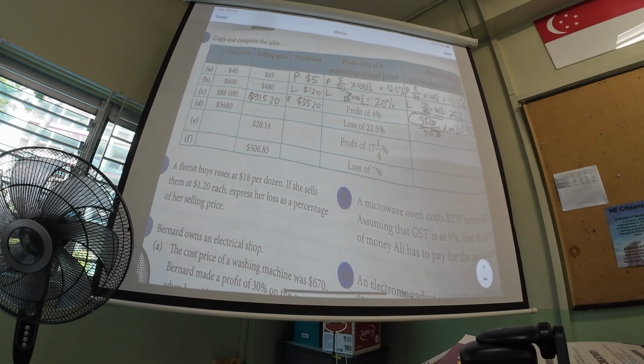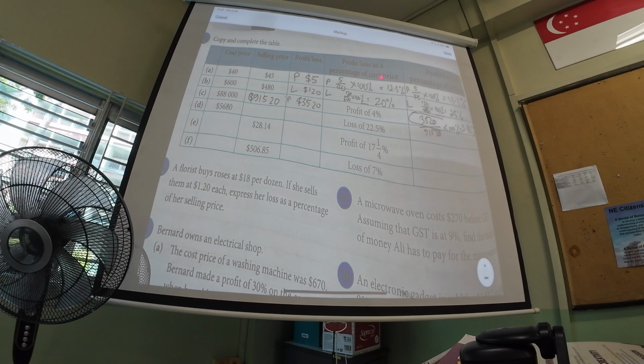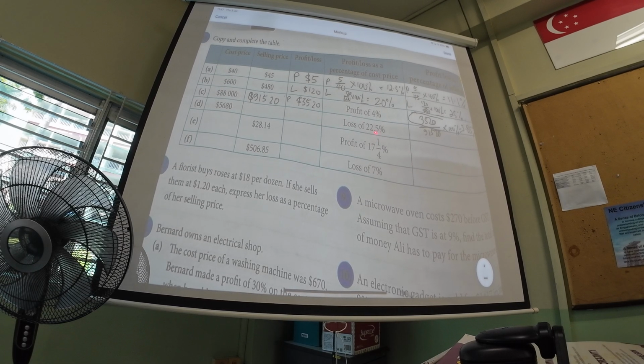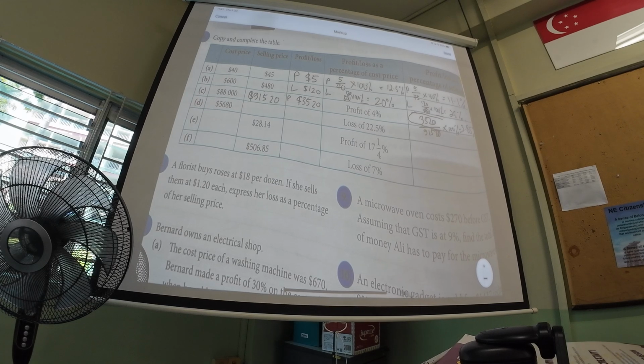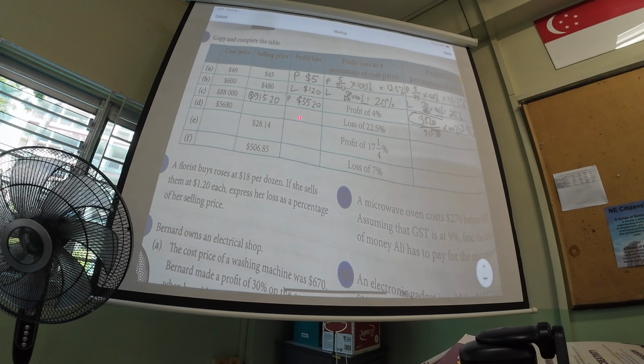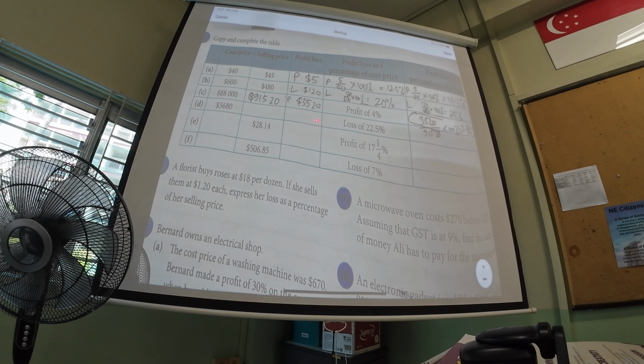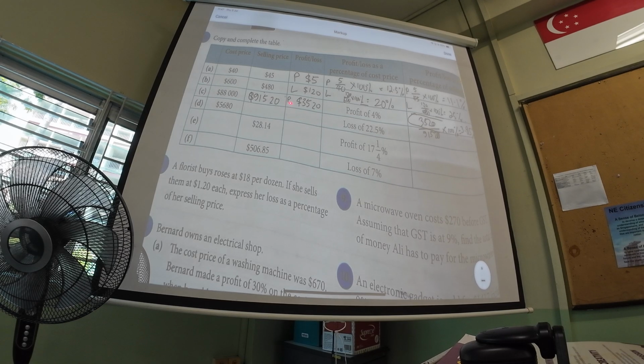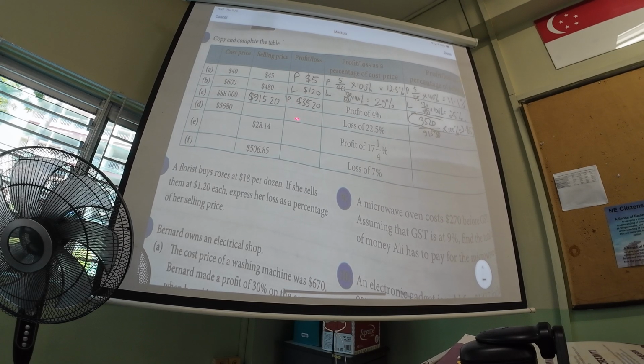Okay, loss of 22.5% for the next row. This 22.5% is of the cost price. So I should be looking at the cost price. So 5680 is the cost price. I have made a loss of 22.5% of the cost price. So I want to find out how much is the loss first. From the cost price and this percentage, I can find out this box, just like the previous row. Okay? Just now the previous row was a profit, this time is a loss.